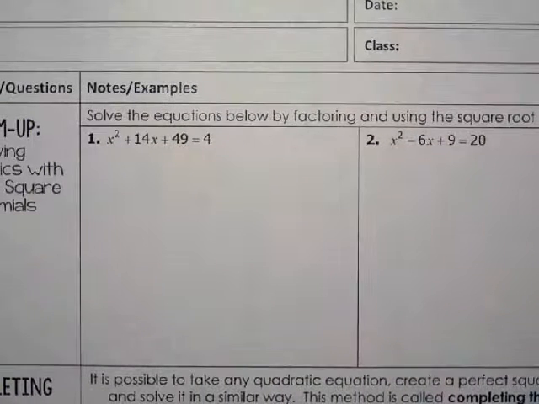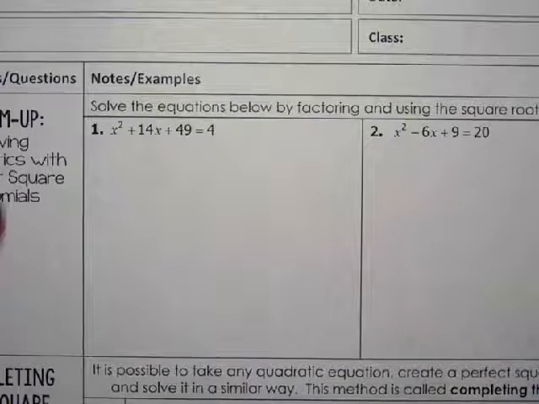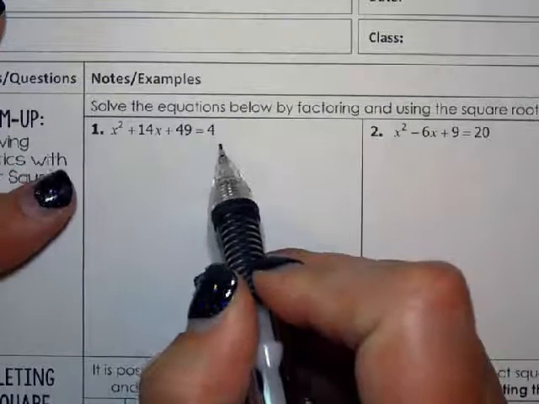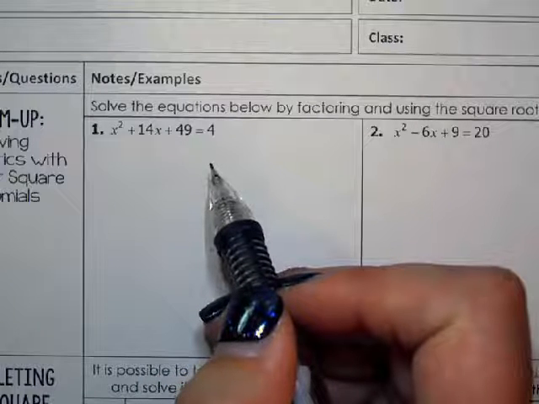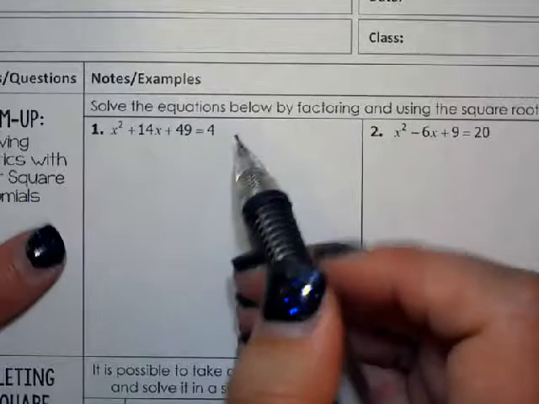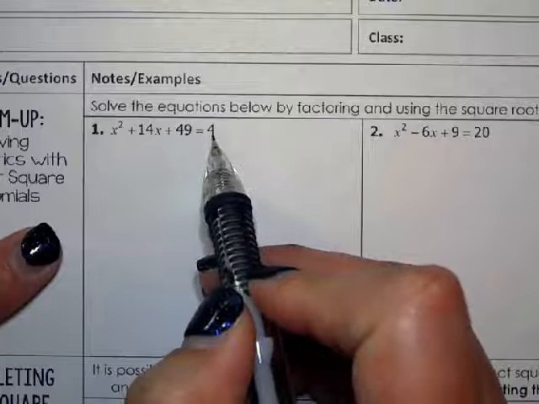Here we go. We're going to start off with problem number 1. It's going to be kind of an introduction into completing the square. So we're not going to solve this problem by factoring. We're going to solve this as an introduction to completing the square. So we're not going to make this equal 0.